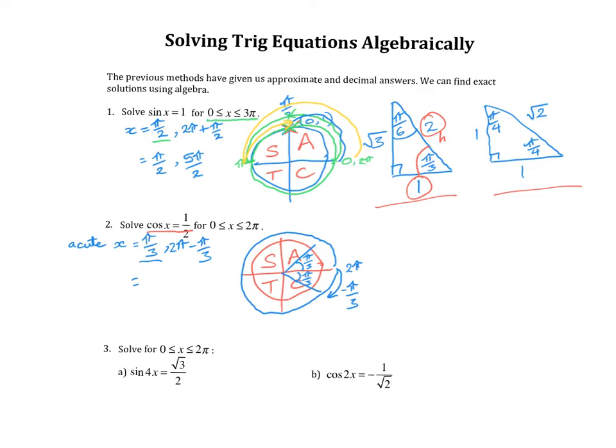So my final answers are pi on 3 for x, I should say, and 2 pi minus pi on 3, which is 6 pi on 3 minus pi on 3, which is 5 pi on 3. Okay, and then we're done.